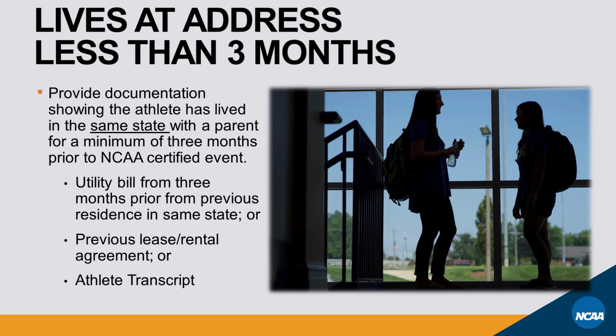If the lived at address date on the athlete's profile shows the athlete has not lived at the address for a minimum of 3 months prior to the start of events, the coach will need to upload or supplement any documentation submitted by the athlete with documentation showing the athlete has resided in the same state with the parent for a minimum of 3 months prior to participating in events. This could be a utility bill from at least 3 months prior from the previous residence in the same state, a previous lease or rental agreement, or the athlete's transcript.